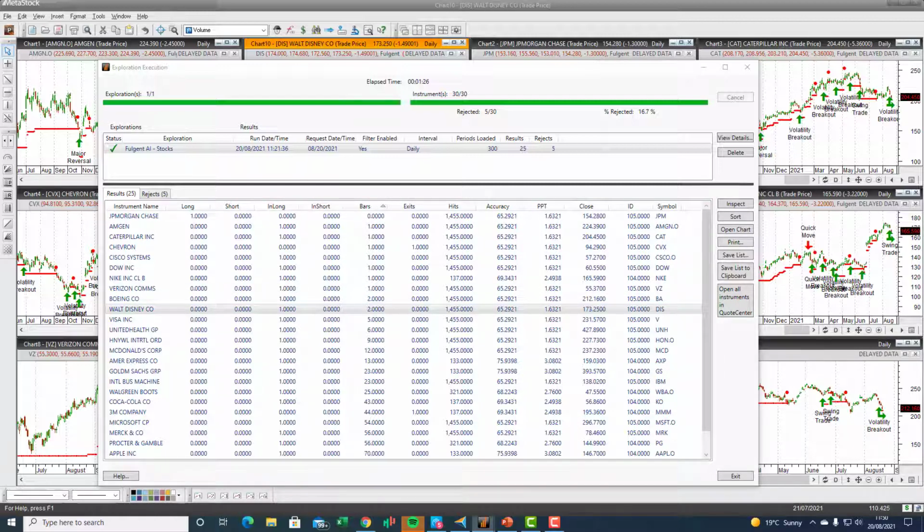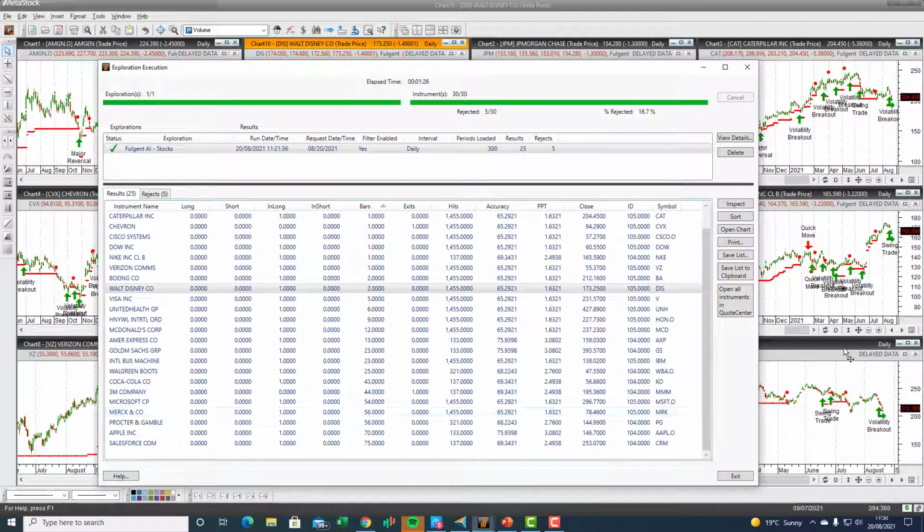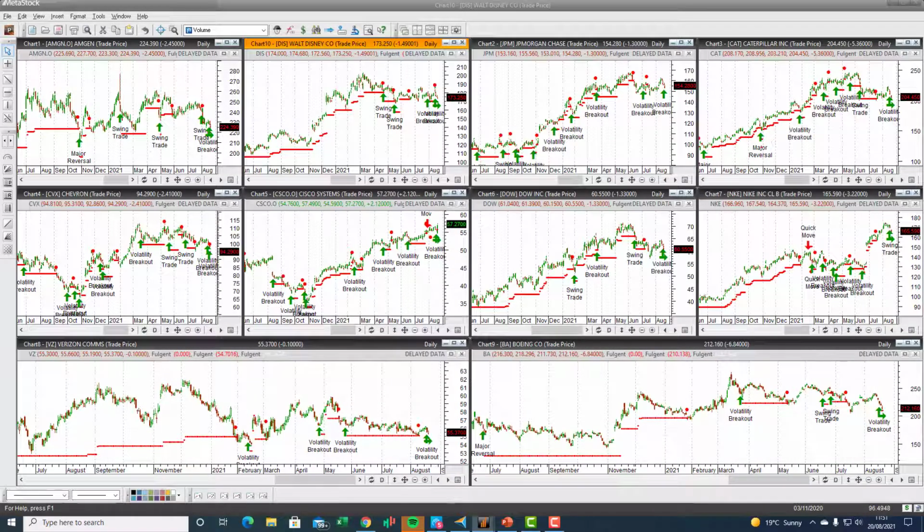Now, just remember the number at the end, the ID, that's the artificial intelligence engine. So 105 is volatility breakouts, and 104 is classic swing trades. 106 is the quick 3-day moves, and number 100 is the major market reversal. So these cater for various trading styles. Let's go and take a look at JP Morgan.